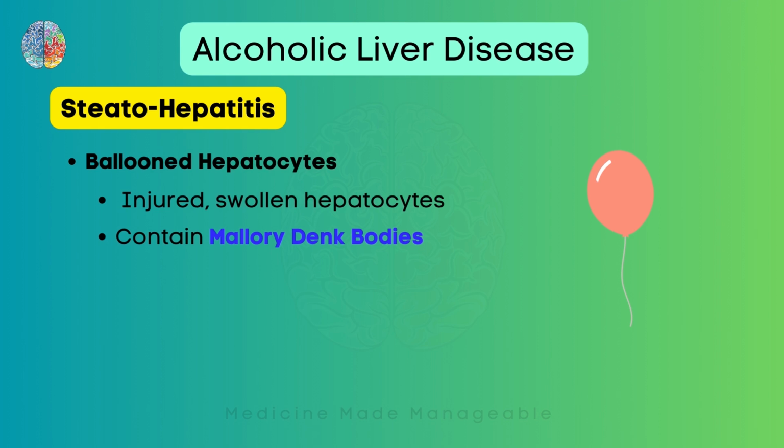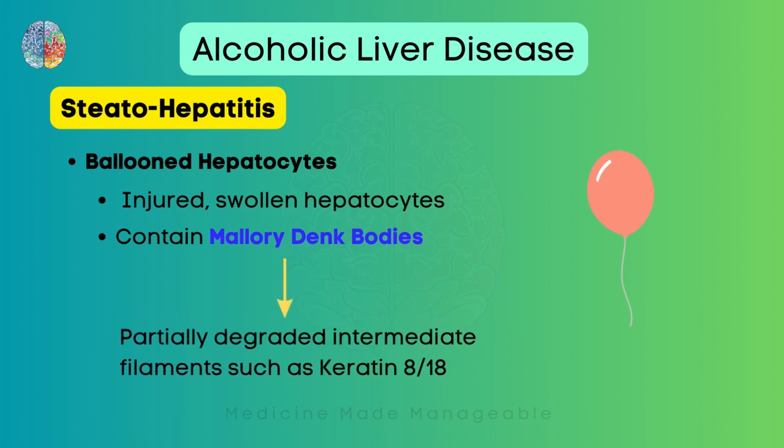So what exactly are Mallory-Denk bodies? These are partially degraded intermediate filaments such as keratin 8 and 18. This is important to note since they might ask what is the composition of Mallory-Denk bodies.